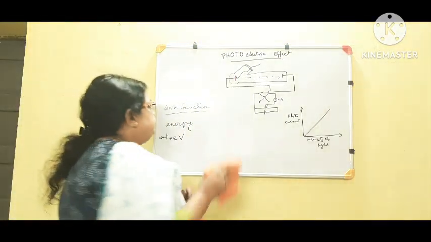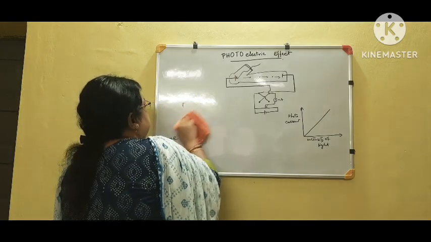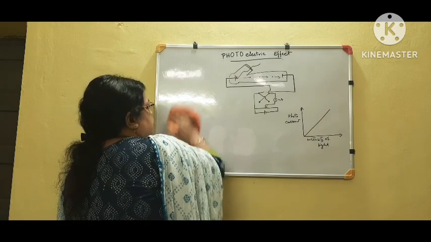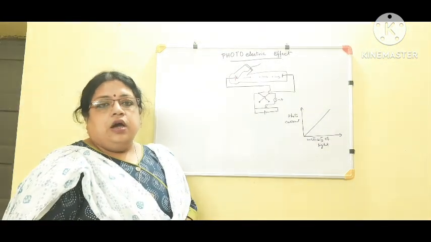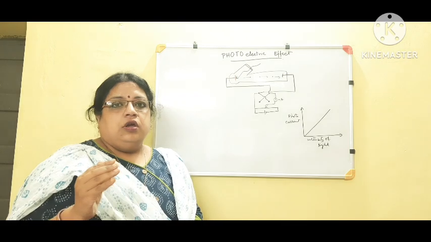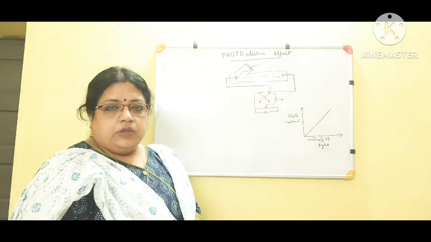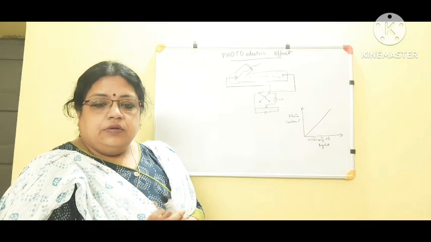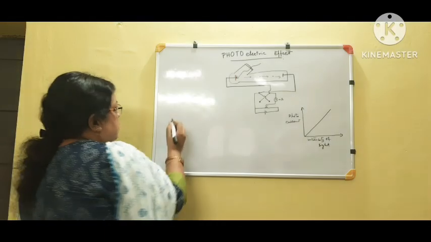From this experiment, we will draw graphs of four parameters. Four graphs will be drawn from this experimental arrangement, and after that we will conclude with a theory, the dual nature of light. Now the second graph is the effect of potential on photocurrent.